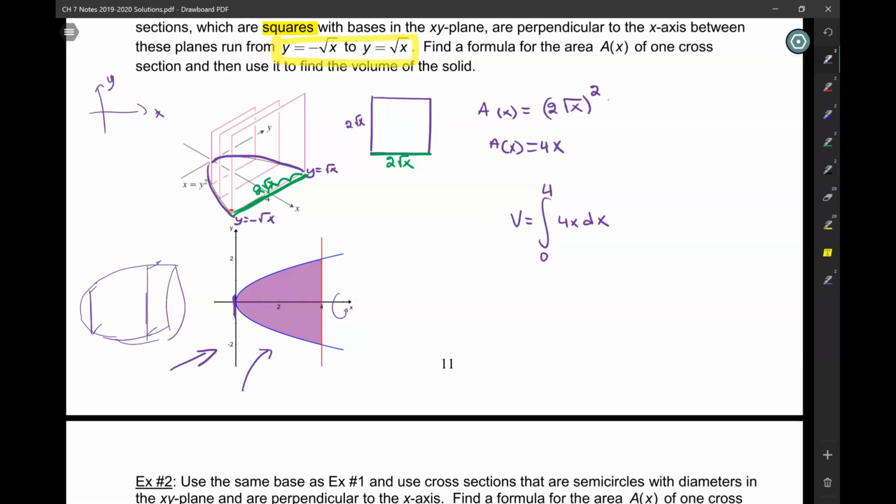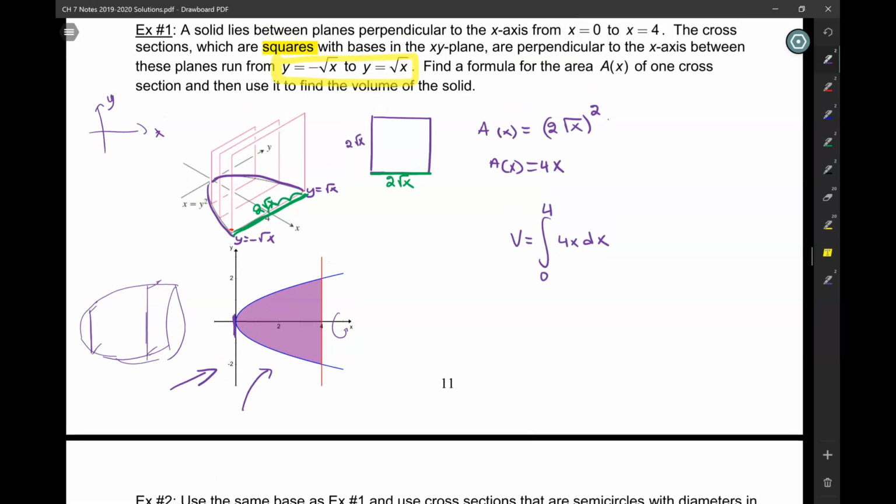So how do I translate that? You have to imagine that the solid is coming out of the board, out of the page like this. The cross sections, when you cut them, are squares with bases in the xy plane, perpendicular to the plane, going into the plane. Orthogonal. This is where orthogonal comes from. So I have square after square after square.